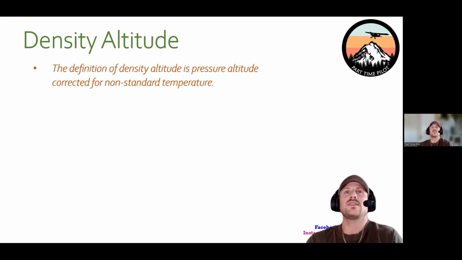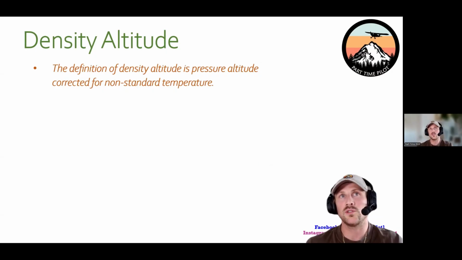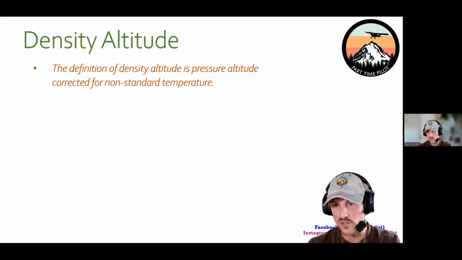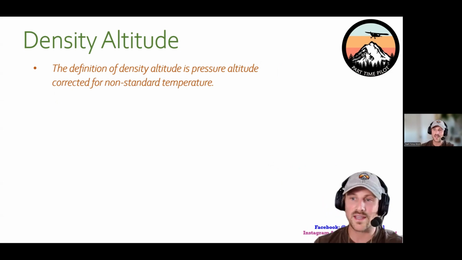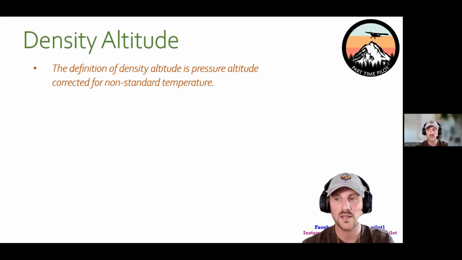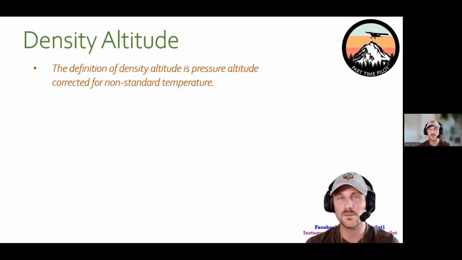The definition of density altitude is pressure altitude corrected for non-standard temperature. Another way to describe it is the altitude in the standard atmosphere corresponding to a particular value of air density. And another way, if that doesn't work for you, is that density altitude is simply a measurement of density in the air that is converted to altitude.